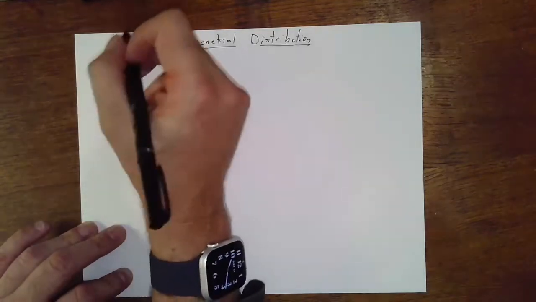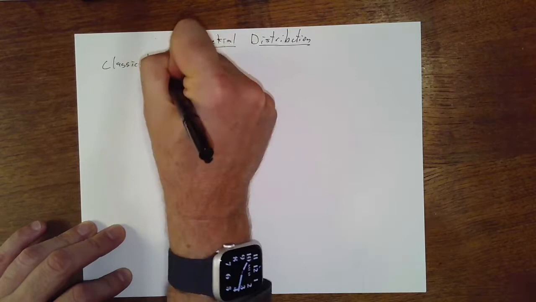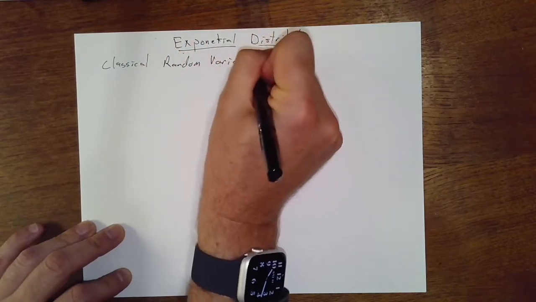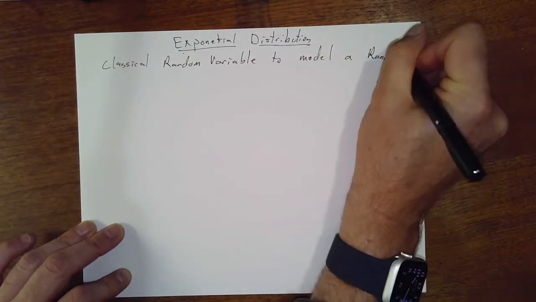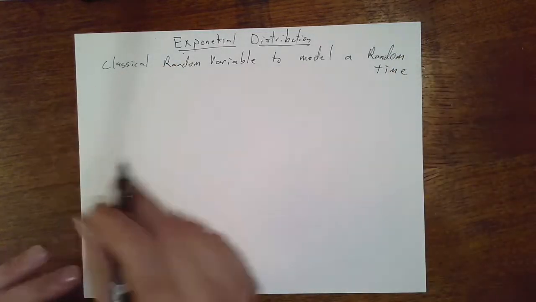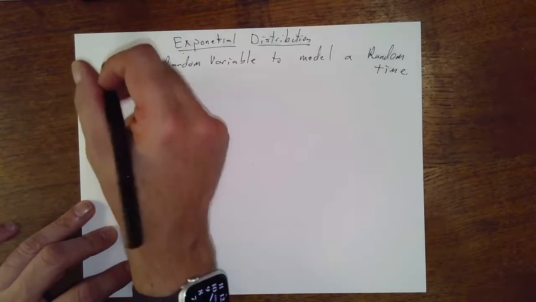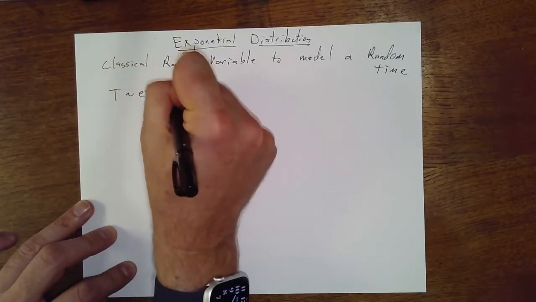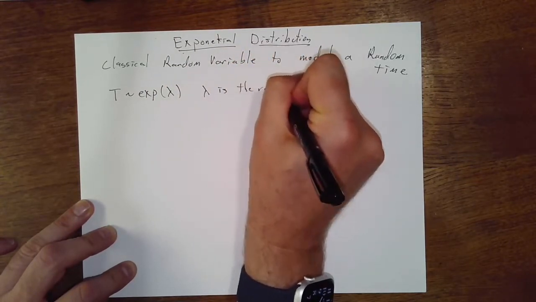Okay, so today we're going to study a classic random variable called the exponential distribution. It's a classic random variable that's used to model a random time. So you can think of this as some random clock that goes off at a random time and rings. So if t is distributed exponentially, then we'll write it as such. And now the parameter lambda is called the rate, and it's a positive number.